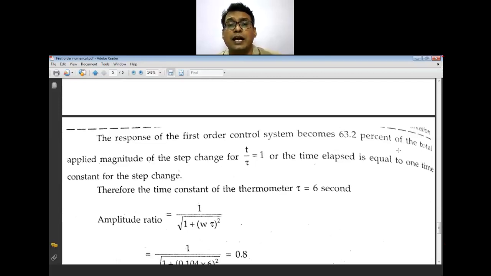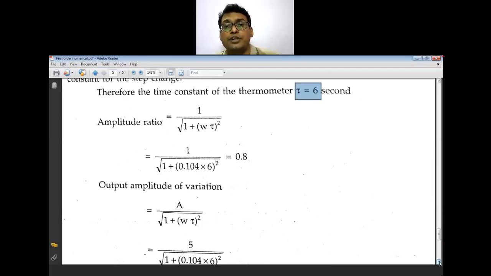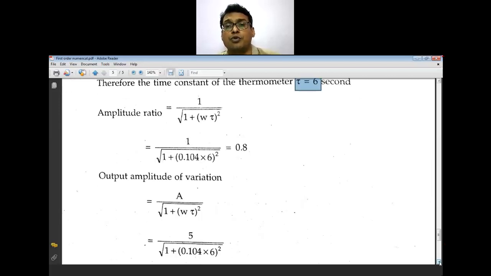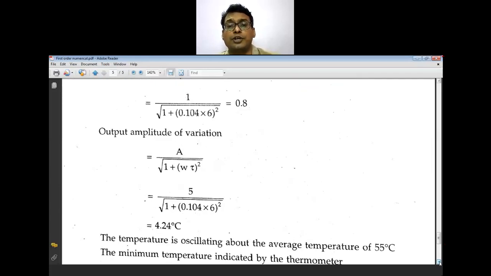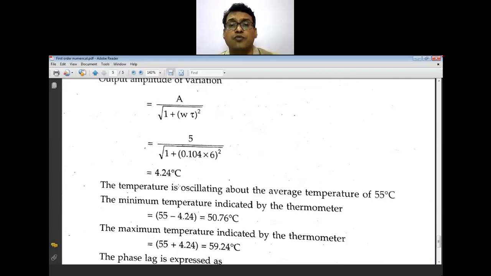You can calculate the response of the first order control system, which becomes 63.2% of the actual applied magnitude. So t upon tau comes as 1, so the time constant is 6 seconds. So the amplitude ratio equals 1 upon root of 1 plus omega tau square. Substituting the values, the output amplitude variation comes as 4.24 degrees Celsius.